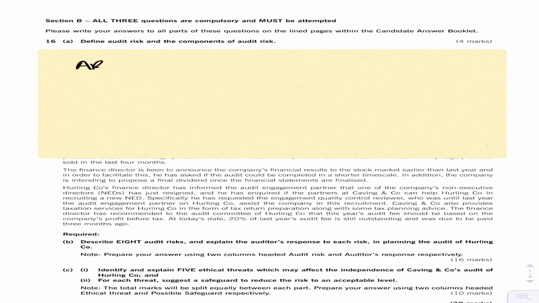We should know that the audit risk as a whole is the risk that you're going to give the wrong or the inappropriate opinion when the financial statements are actually materially misstated. Okay, and it's basically made up of two components: the risk of material misstatement and also detection risk. Okay, but let's have a look at the three.